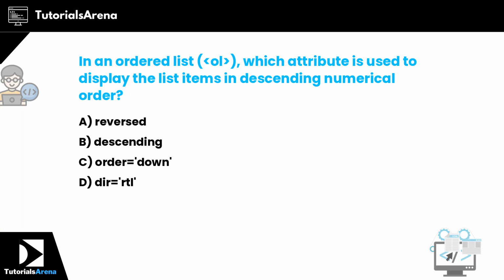In an ordered list OL, which attribute is used to display the list items in descending numerical order? The correct answer is option A, reversed.